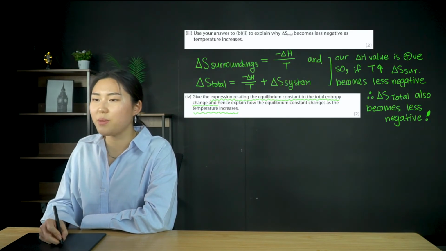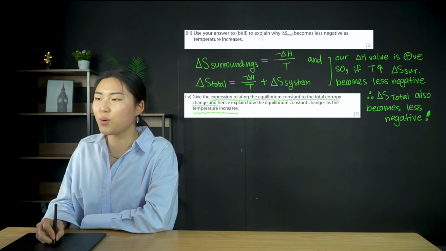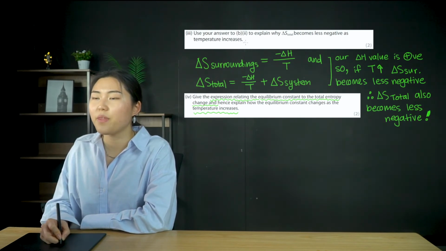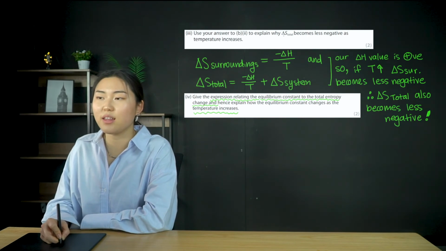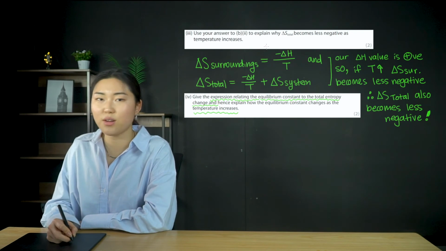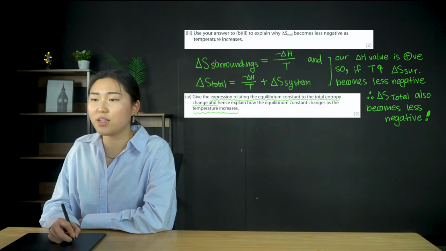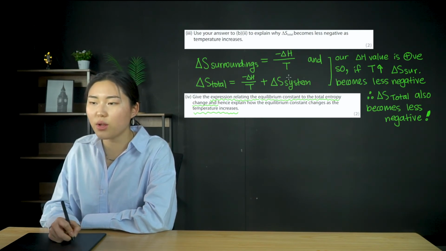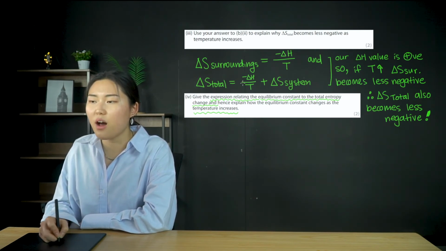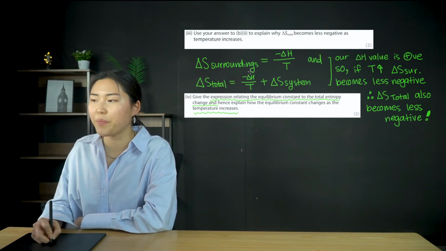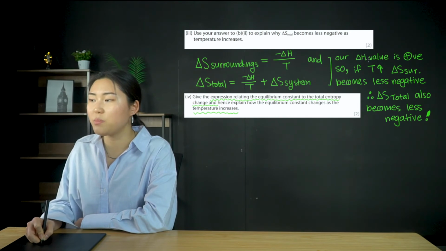Use your answer to B(ii) to explain why delta S total becomes less negative as temperature increases. So when you're tackling these kinds of questions, you're going to first of all just write down the formulas, okay? So let's write down delta S of surroundings is equal to minus delta H divided by T, and delta S total is basically the sum of delta S system and delta S surroundings, okay? And so our delta H value is positive, right?